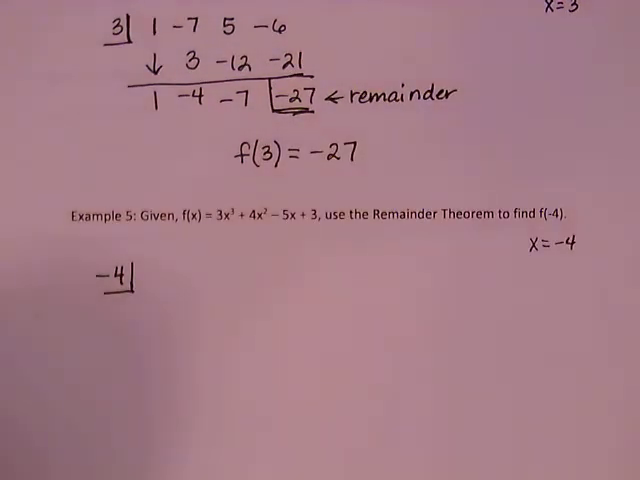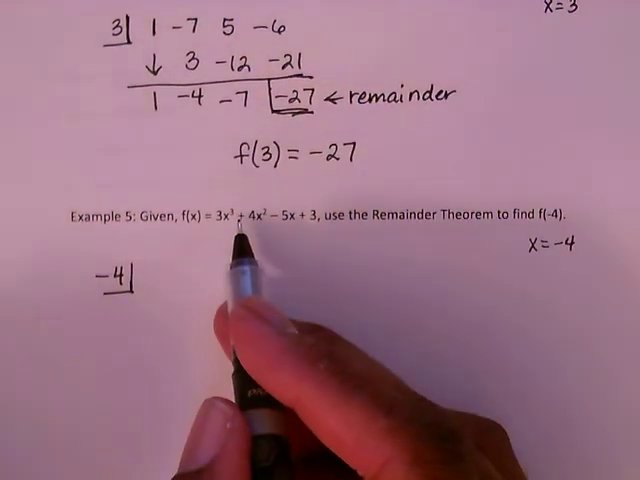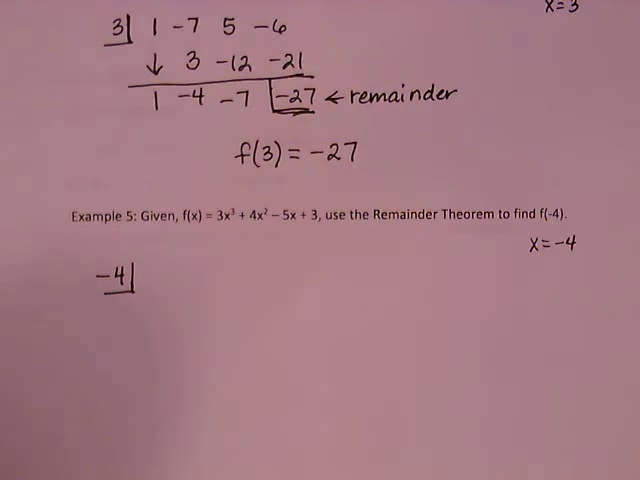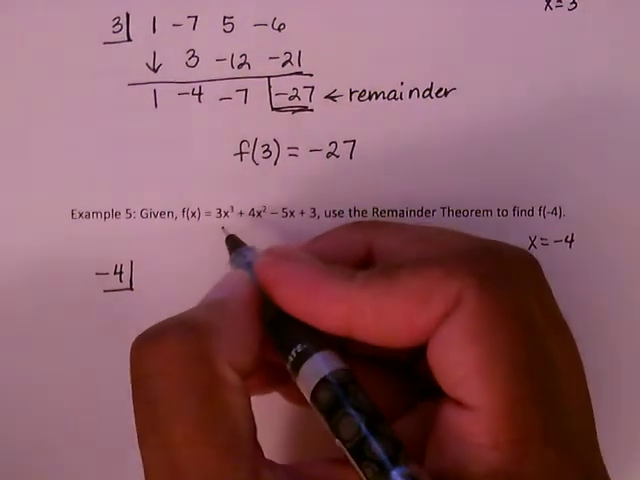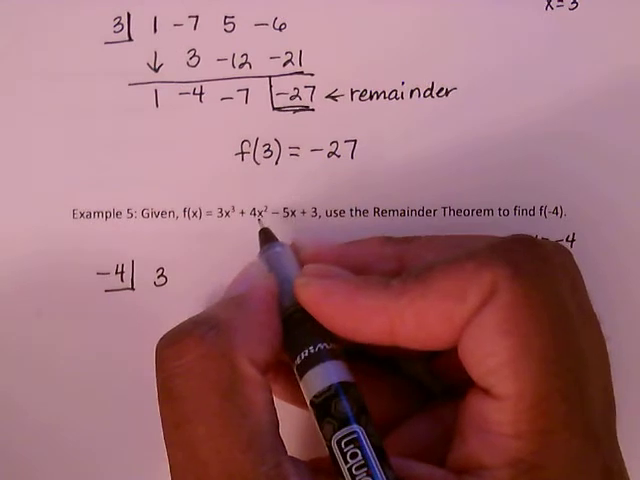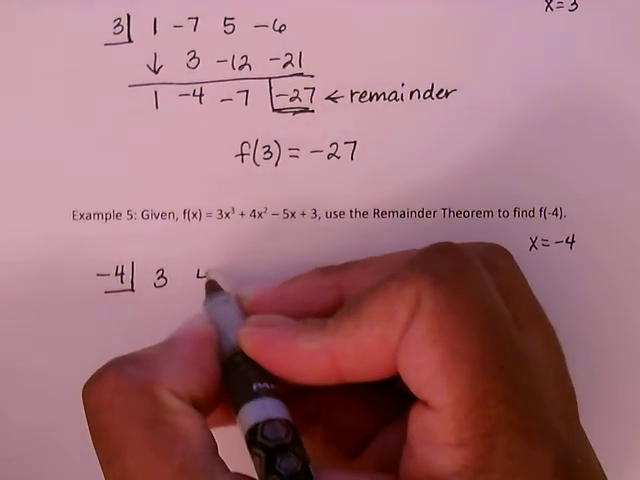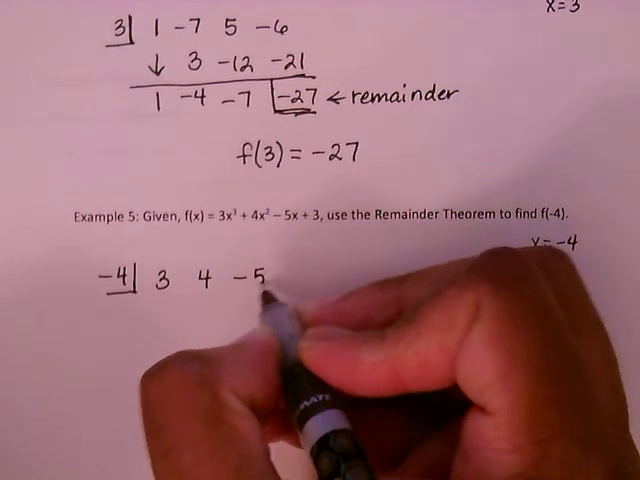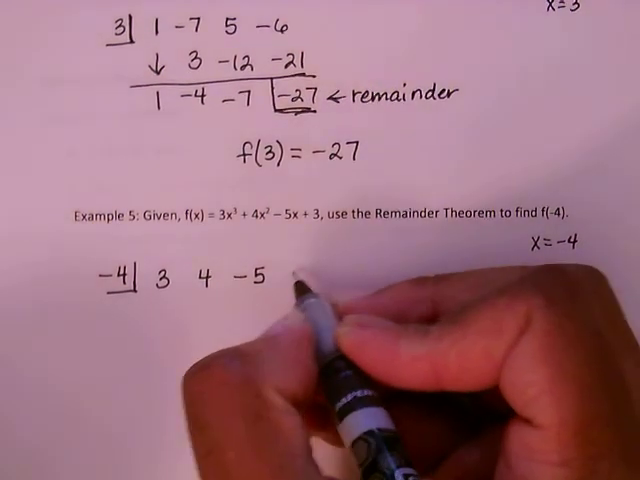If I look at f of x again, I have no missing terms here. I got x cubed, x squared, x, and a constant term. So, write down the numerical coefficients. For x cubed, it's going to be 3. For the x squared, it'll be 4. For the x, negative 5. And for the constant term, 3.